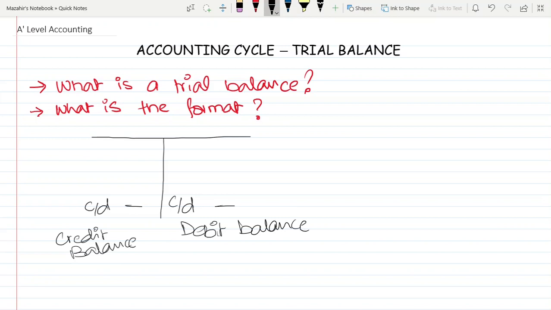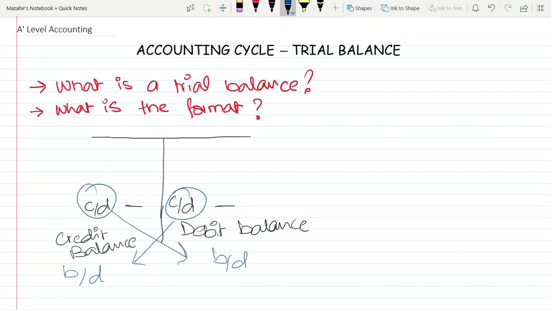The reason for this is because the closing balance of one year is the opening balance of the other year. So in this case, the next year opening balance will be on the debit side. That's why they are called debit balances. And in this case, on the credit side. So that's the reason why they are called debit balances and credit balances. So the question remains, what is the trial balance?